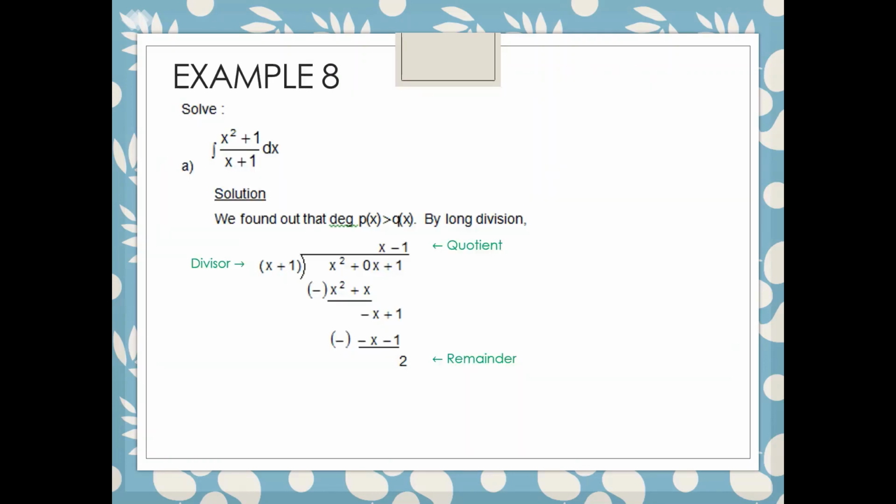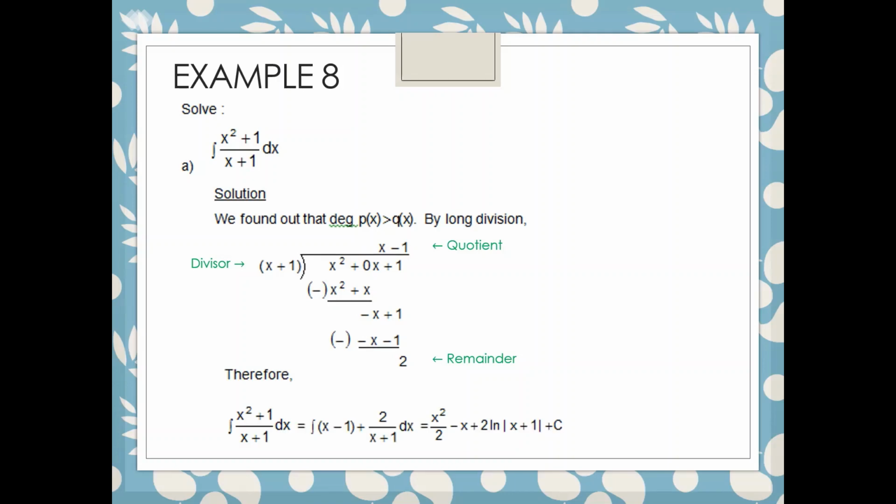Refer to example 8a. See that the degree of numerator is greater than the degree of denominator. Thus, this integral consists of a rational function in the form of improper fraction. To solve this integral, first, change the form to proper fraction by performing a long division. That is, x squared plus 1 divided by x plus 1. Refer to the first term.